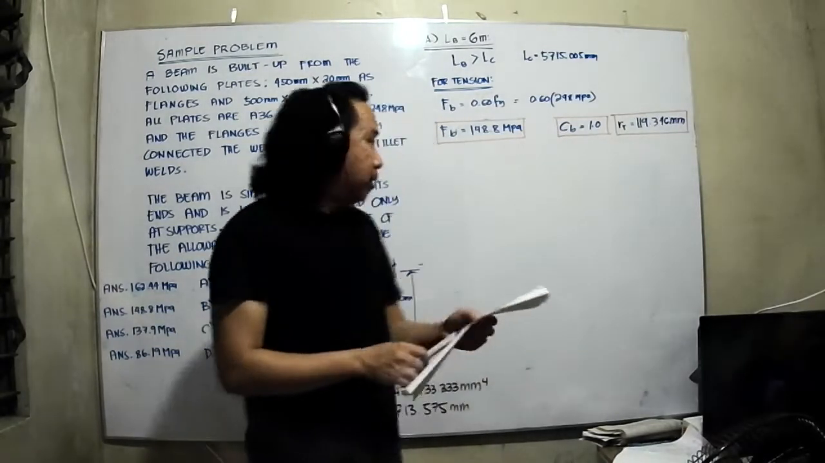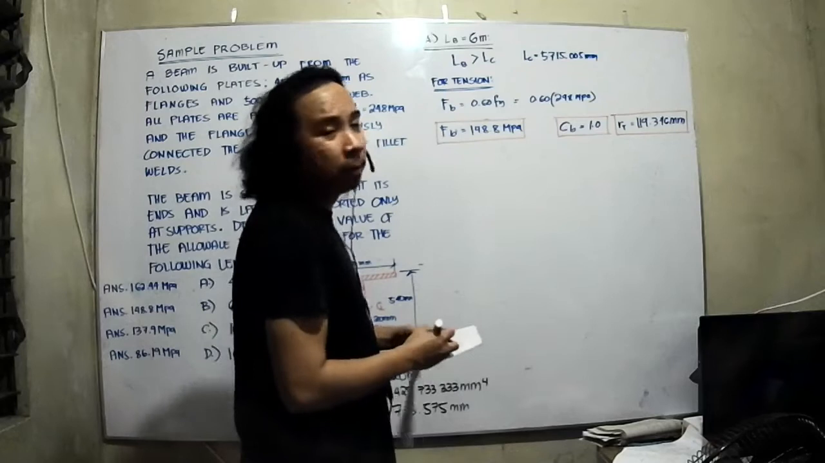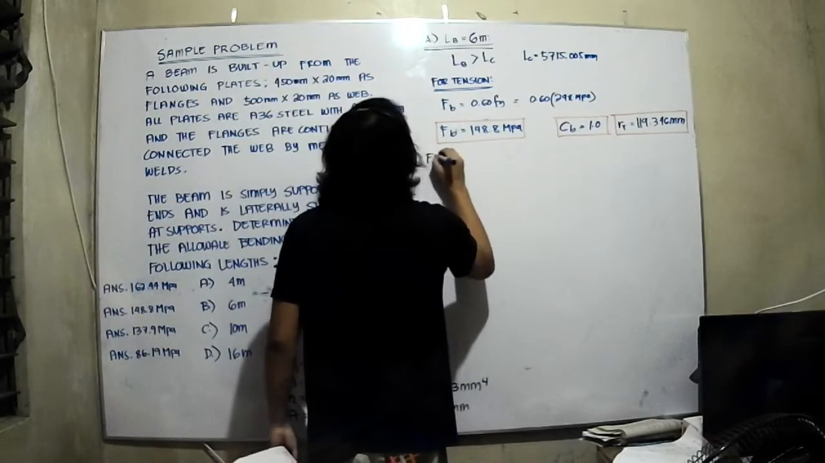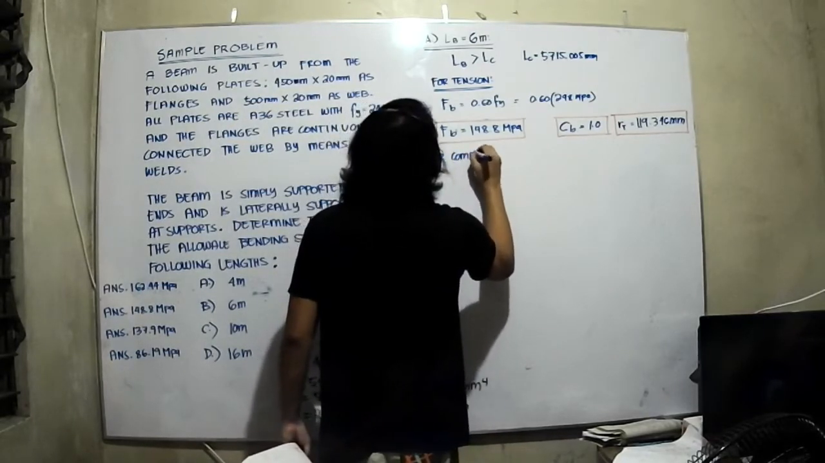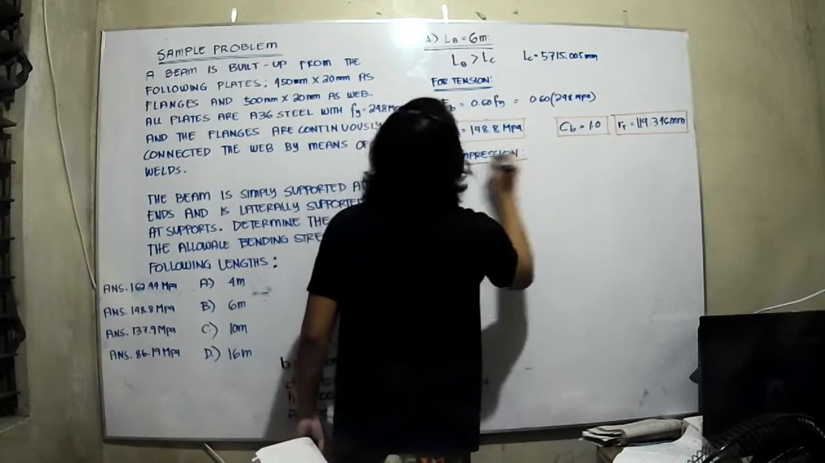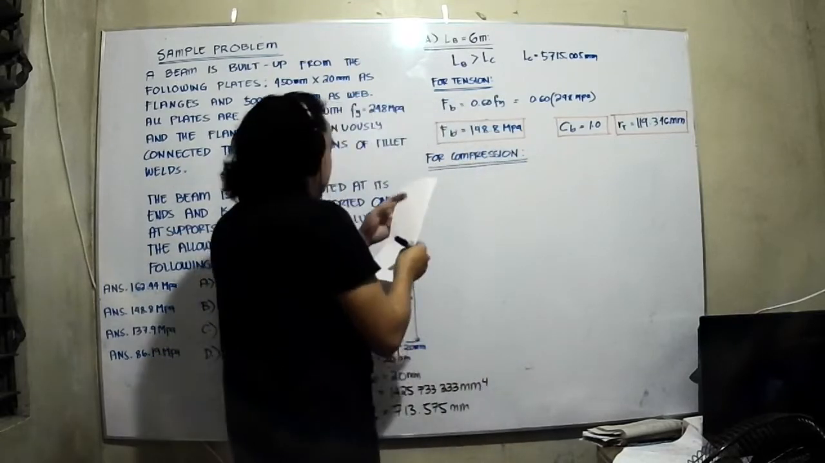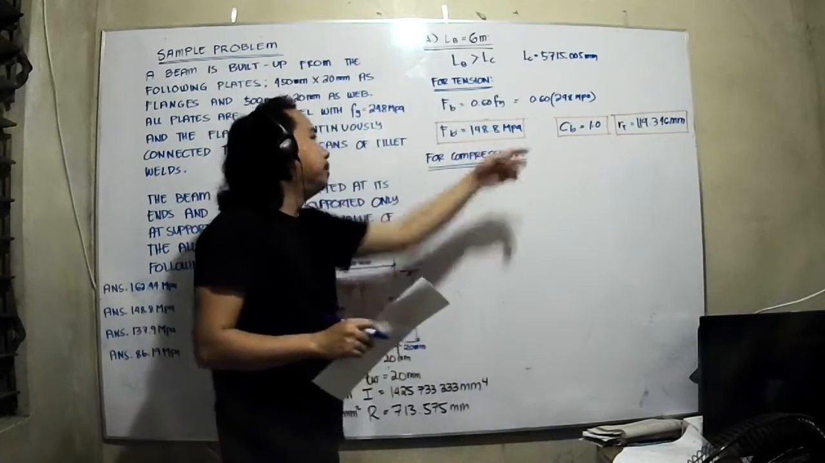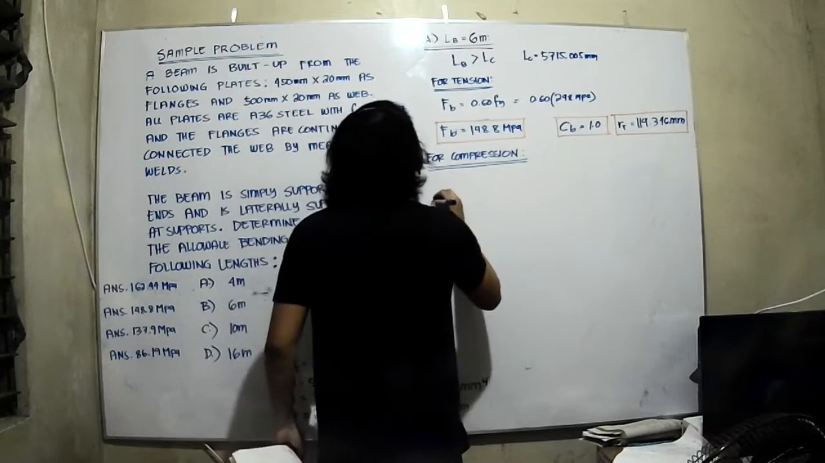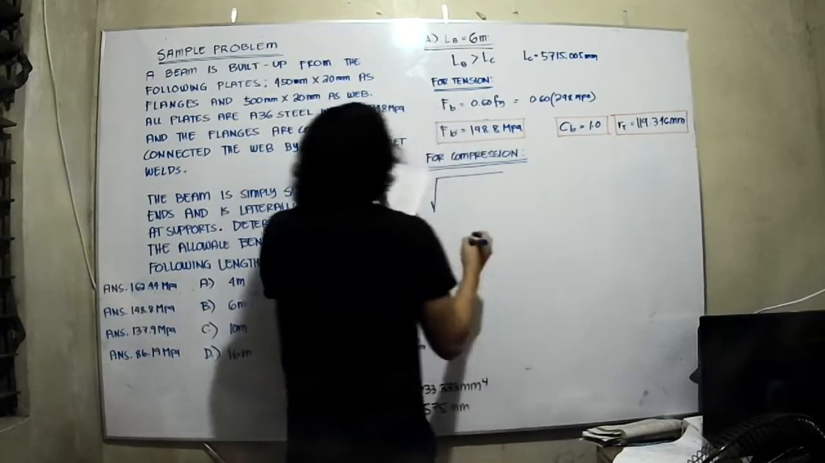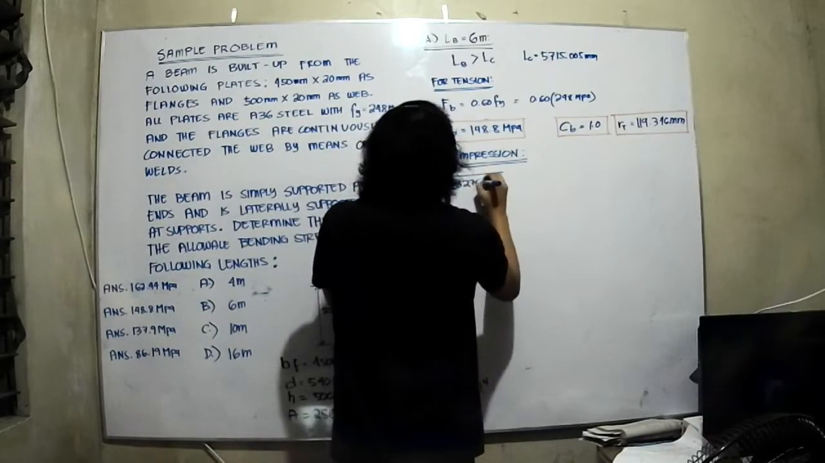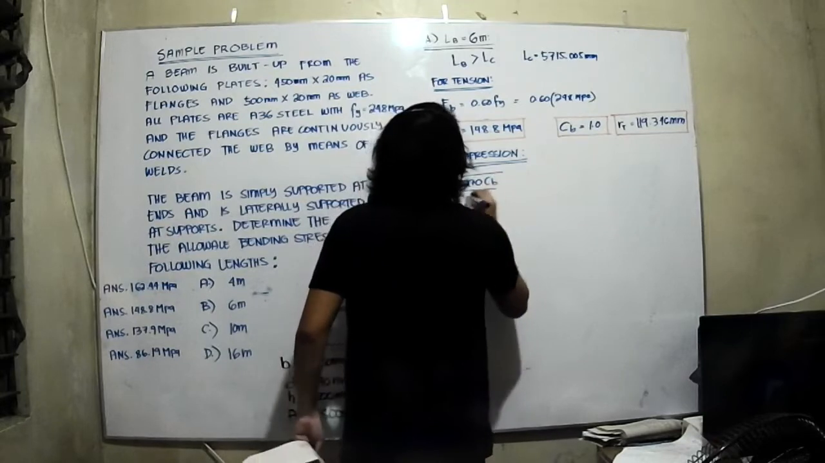Okay, so we can now proceed to solve for the compression bending stress. Now, for compression, we already have CB and RT, so I don't think it is that complicated. First, let us get the lower limit, which is 703,270 CB divided by Fy.